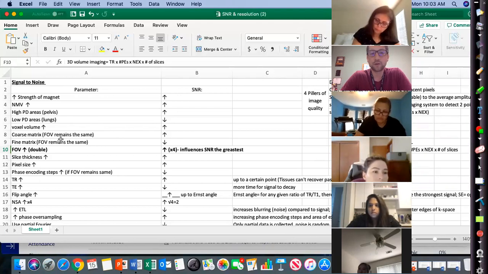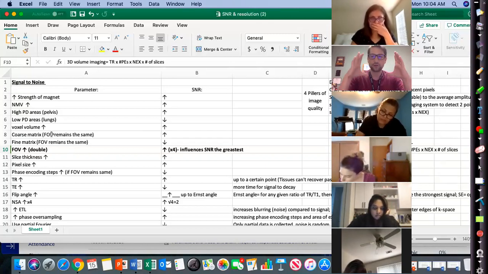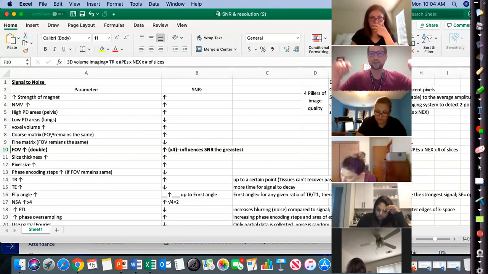So that kind of goes along with row 8, a coarse matrix. A coarse matrix means our voxel size is going to be large. So we have more available hydrogen spins to excite. But you have to clarify, and I'll always clarify on the exam, if the field of view stays the same. So if your field of view, your big rectangle that surrounds the matrix stays the same, but then you have a coarse matrix, meaning the number of your matrix actually goes down, you're going to get higher SNR.